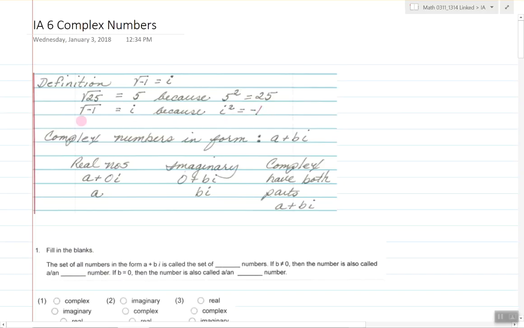I hope you will take these two pieces and commit them to memory, that the square root of -1 is i, and that i squared is -1.